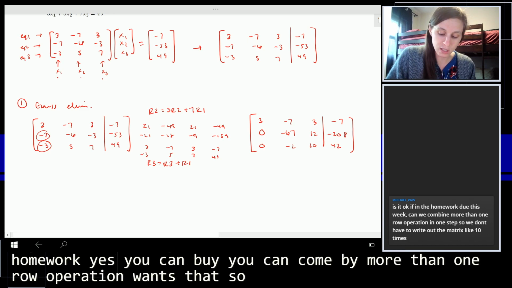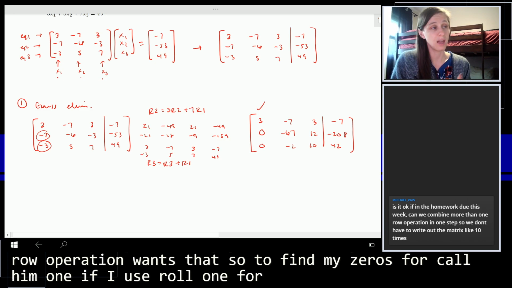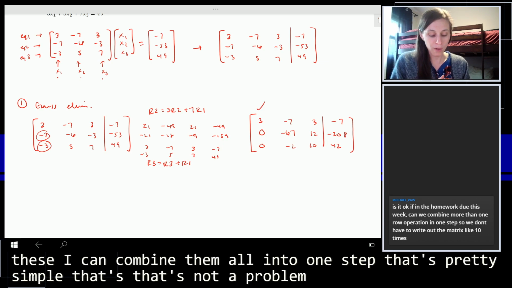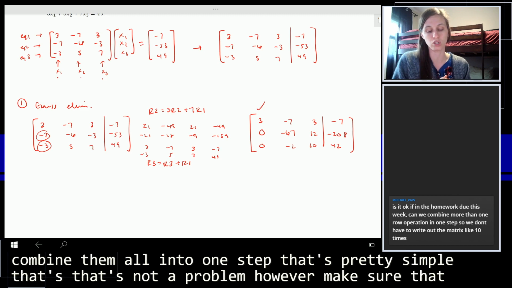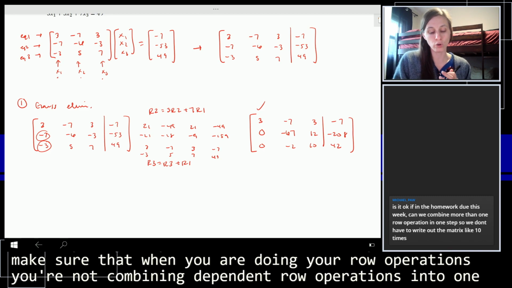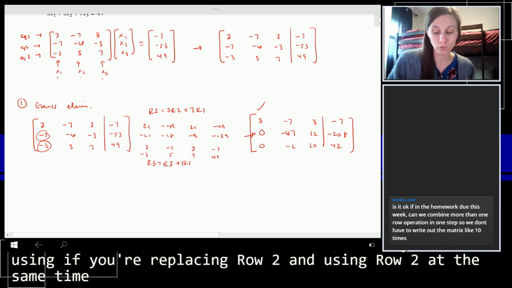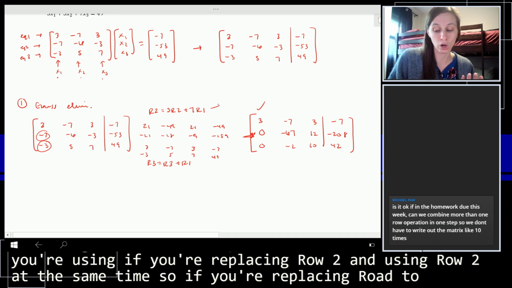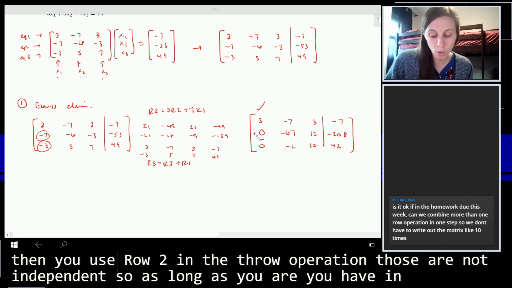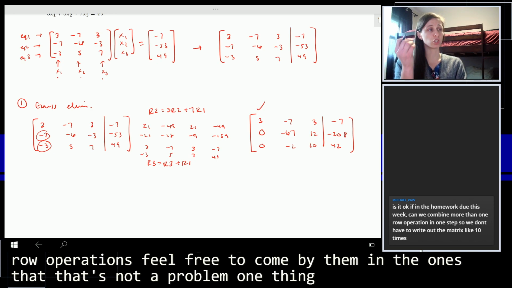So to find my zeros for column 1, if I use row 1 for both of these, I can combine them all into one step. That's pretty simple. That's not a problem. However, make sure that when you are doing your row operations, you're not combining dependent row operations into one step. So if you're replacing row 2 here, but then you use row 2 in this row operation, those are not independent. So as long as you have independent row operations, feel free to combine them into one step.